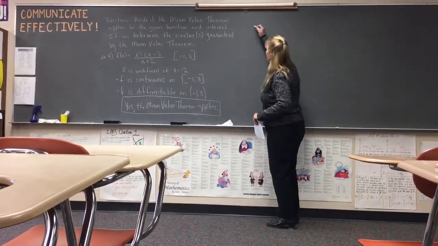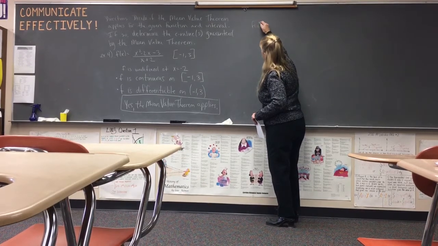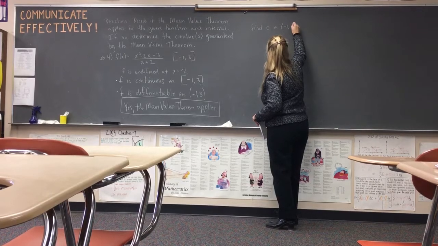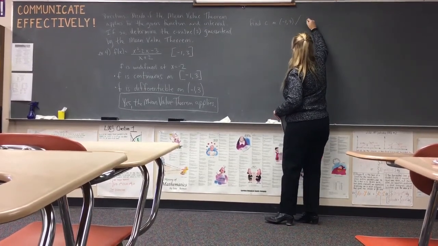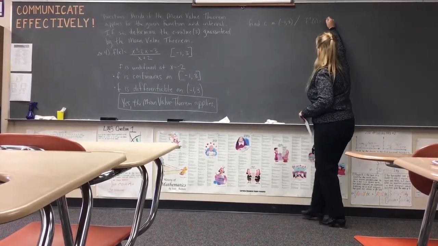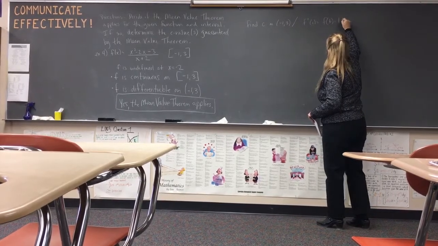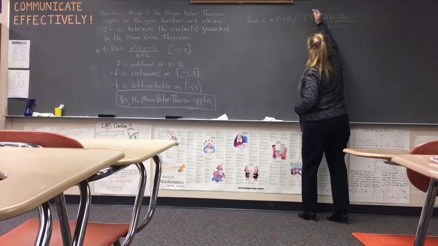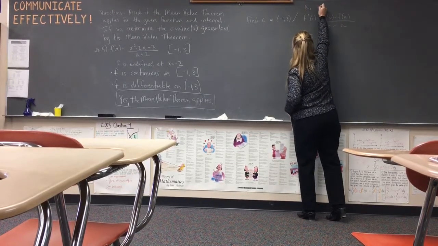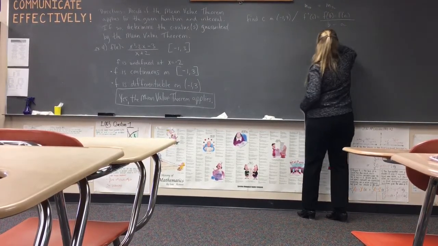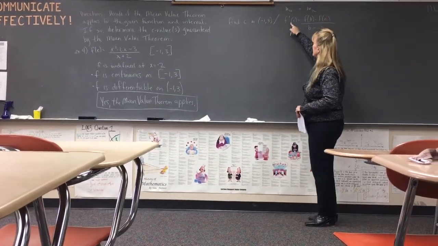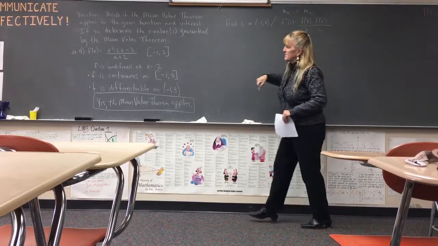So now we need to find that c value. We need to find that c value on the open interval between negative 1 and 3 such that f prime of c is equal to f of b minus f of a all over b minus a. Or in other words, the slope of the tangent line has to equal the slope of the secant line. So you mean I have to take this derivative, huh? I didn't want to have to take the derivative.